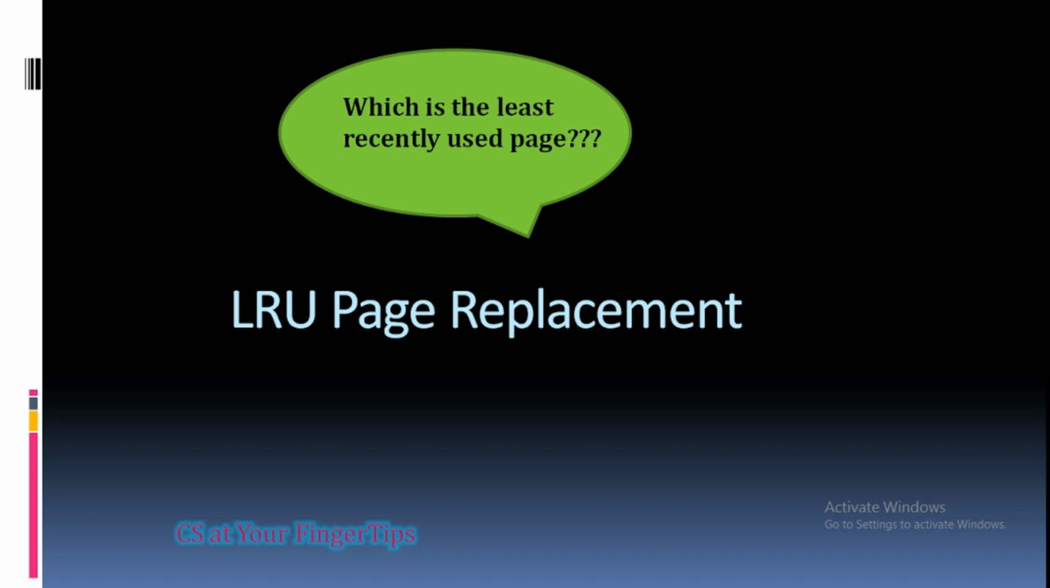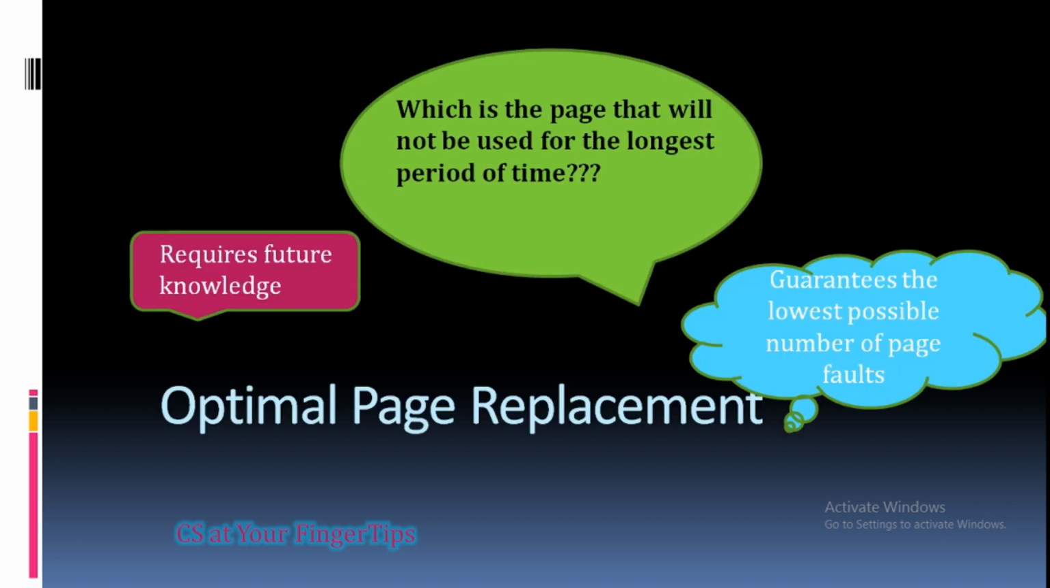In the case of LRU page replacement, it will replace the page which is least recently used. That is the concept of the LRU page replacement algorithm. And in the case of optimal page replacement algorithm, it will replace the page which will not be used for the longest period of time. In order to find out that victim page, it requires future knowledge. At the same time, the optimal page replacement algorithm guarantees the lowest possible number of page faults. Now we can go through each of these algorithms in detail.